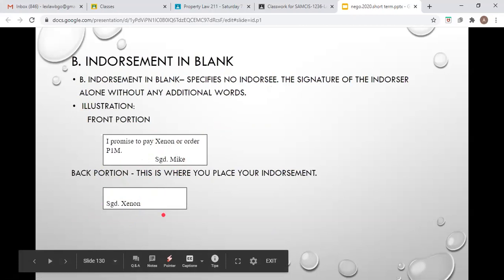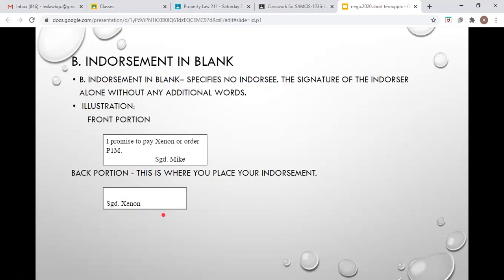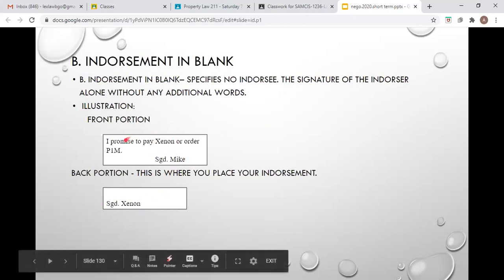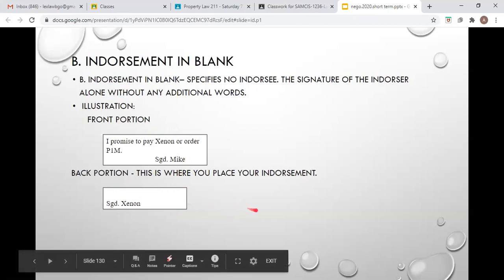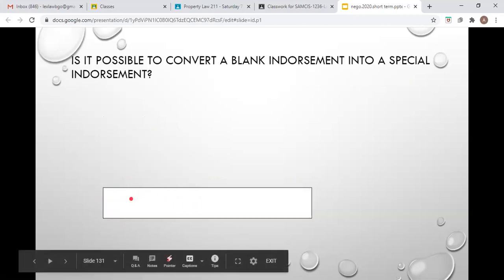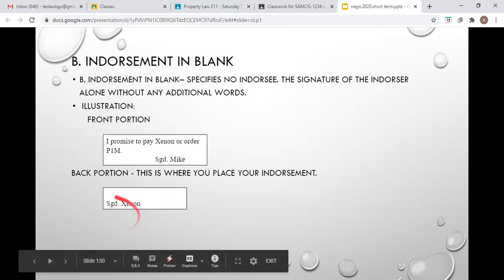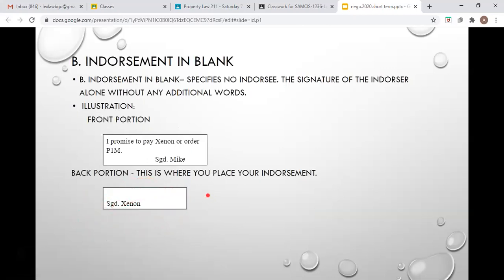And I hope you can still remember the effect of a blank endorsement in a payable to order instrument. Take note, this is a payable to order instrument. Considering that the only endorsement is a blank endorsement, what will happen to this payable to order instrument? Section 9, paragraph E says there that this instrument now will be converted into a bearer instrument because the only endorsement is a blank endorsement. Okay? So ngayon, ang tanong, is it possible to convert this blank endorsement here into a special endorsement? If so, how? If your answer is yes, how are you going to convert it?